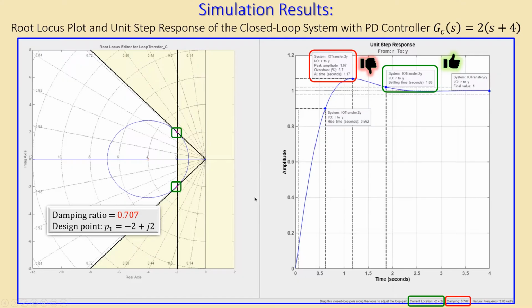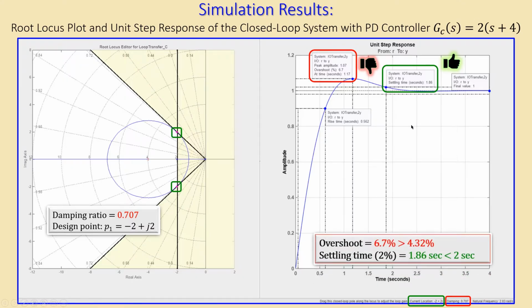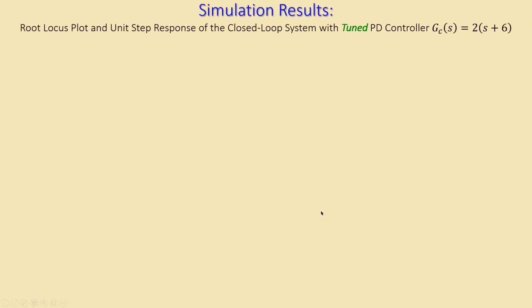Now, one way to tune this is by, for example, changing the controller gain or changing the controller zero. So I will do that. I will change one parameter at a time, and I will see what the effect is. So in summary, for this case, overshoot is 6.7%, larger than what is allowed, but the settling time is okay, which is approximately 1.9 seconds, which is less than 2 seconds. So let's then look at our tuned system or tuned PD controller.